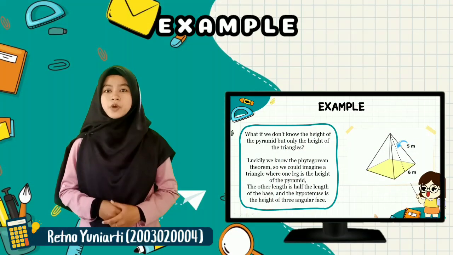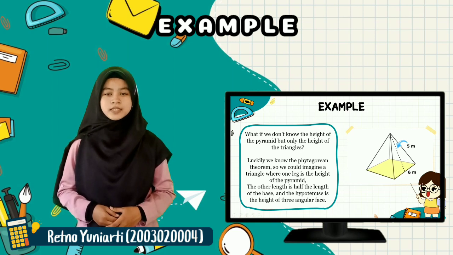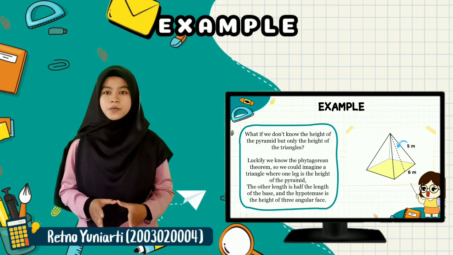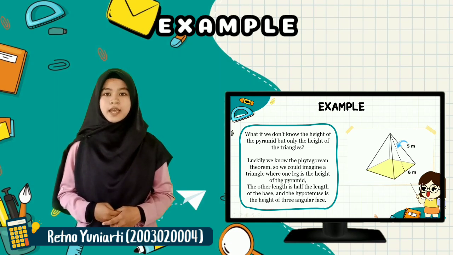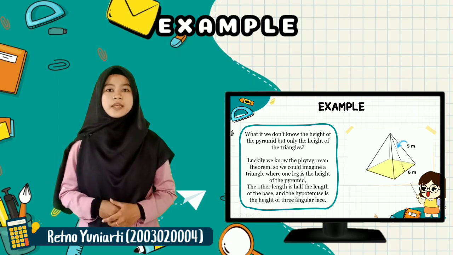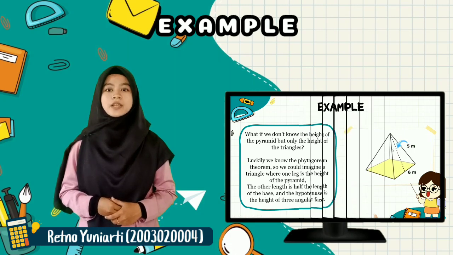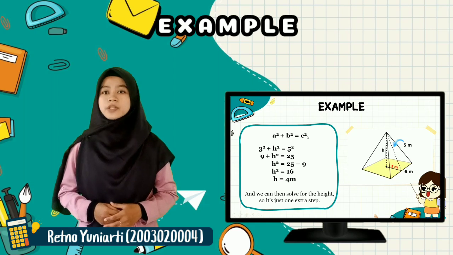What if we don't know the height of the pyramid, only the height of the triangles? Luckily, we know the Pythagorean theorem. So, we could imagine a triangle where one leg is the height of the pyramid. The other leg is half the length of the base, and the hypotenuse is the height of the triangular face. A squared plus B squared equals C squared.